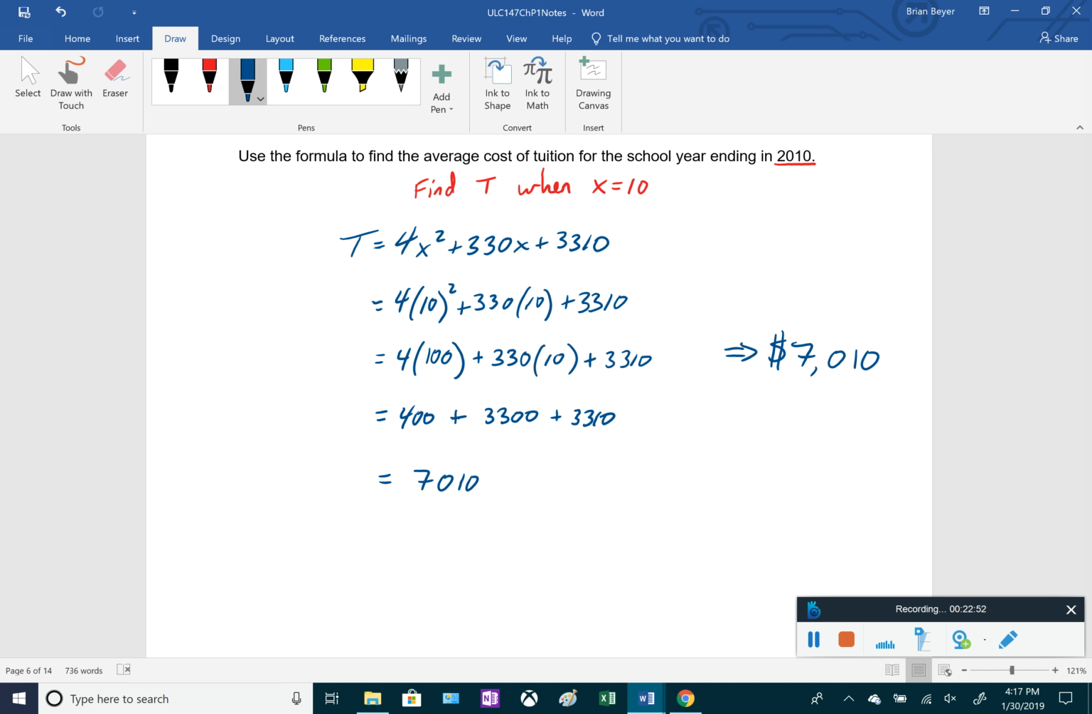Okay, so mathematical models are typically created given previous data.